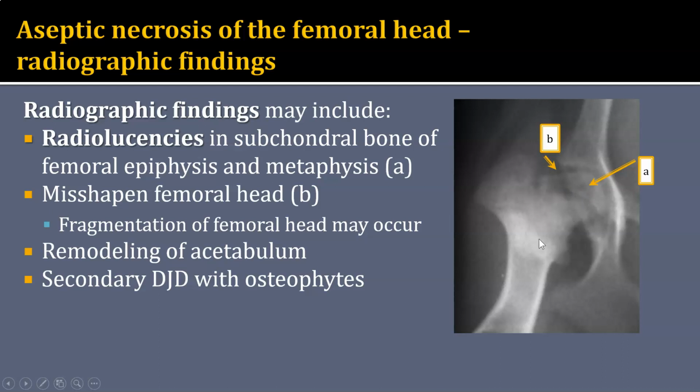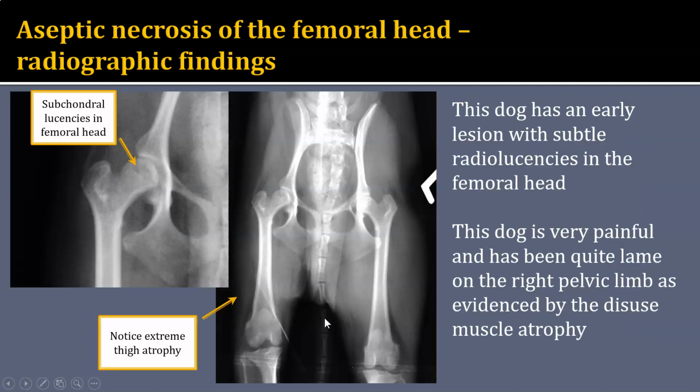The secondary process of remodeling occurs in the acetabulum when there is not normal congruency between the femoral head and the acetabulum. So the acetabulum can actually become shallow and flared. And then this patient ultimately can develop secondary osteoarthritis.